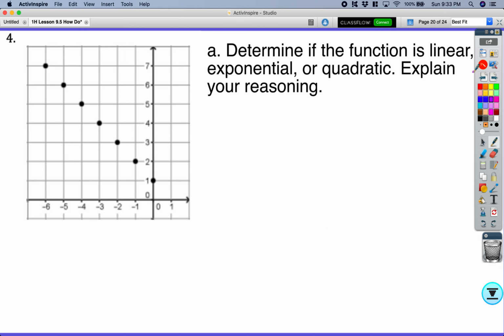Okay, and next one. This one is obviously a linear function. It has a constant rate of change. So it's linear. You can tell because the graph makes a straight line.